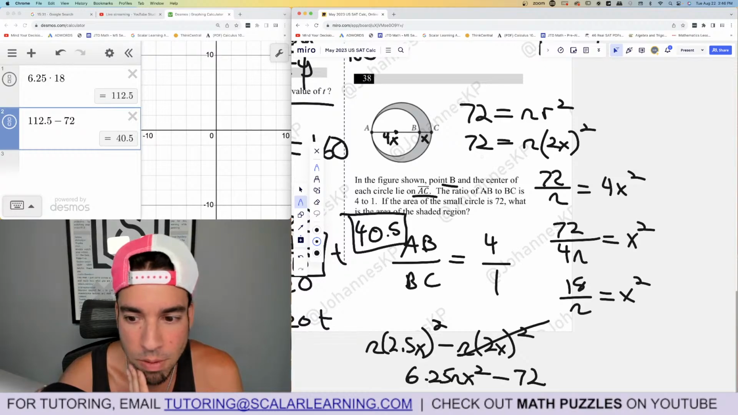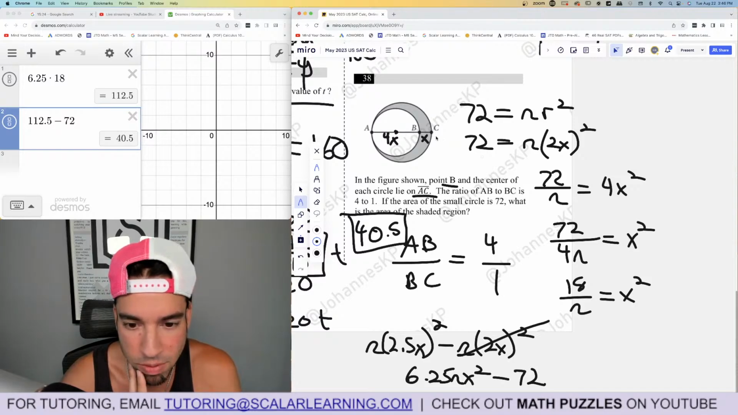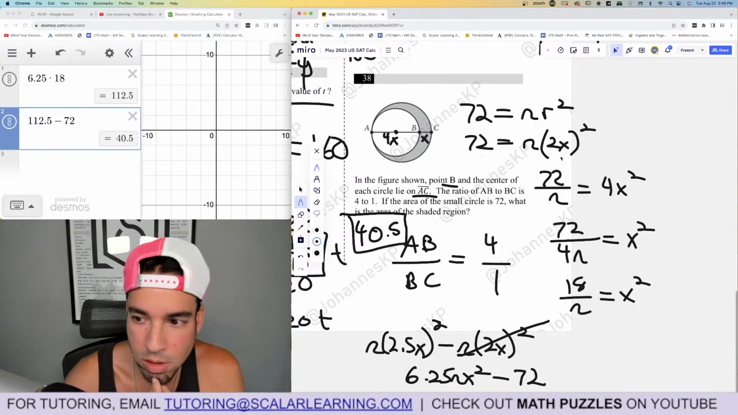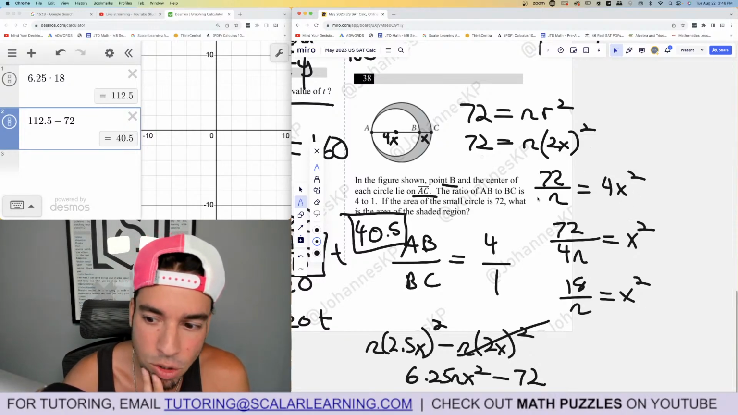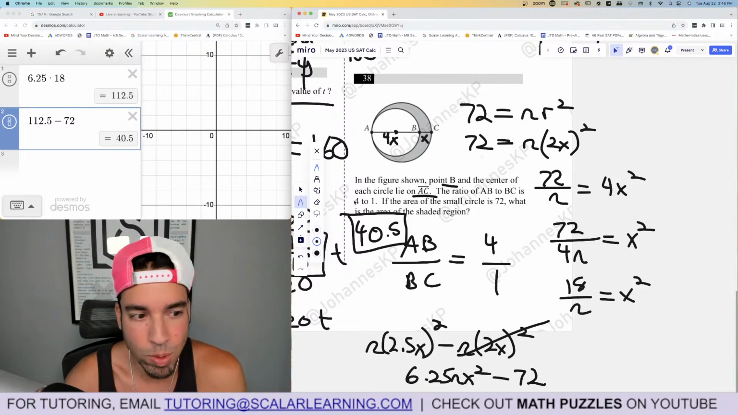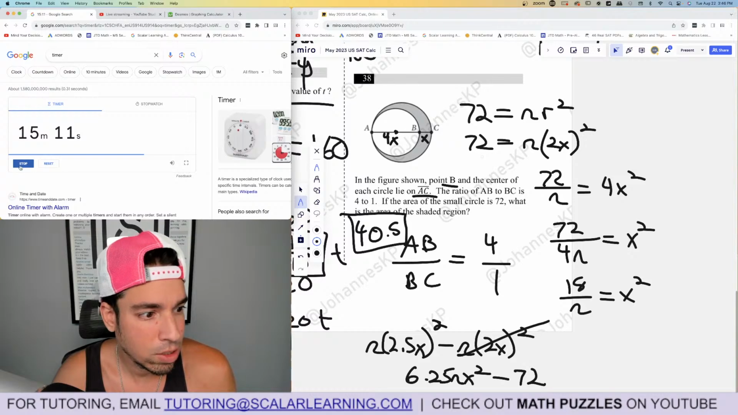The ratio of AB to BC is 4 to 1, so it's 4x to 1x. So it's 5x total, so then it's 2.5x versus 2x. And then if it's 2x, that's 4x squared, 72, that's 18 over pi, boom, x squared. And then that's 2.5. Yeah, it's got to be right. Okay, we got a nice 15 minutes to spare.